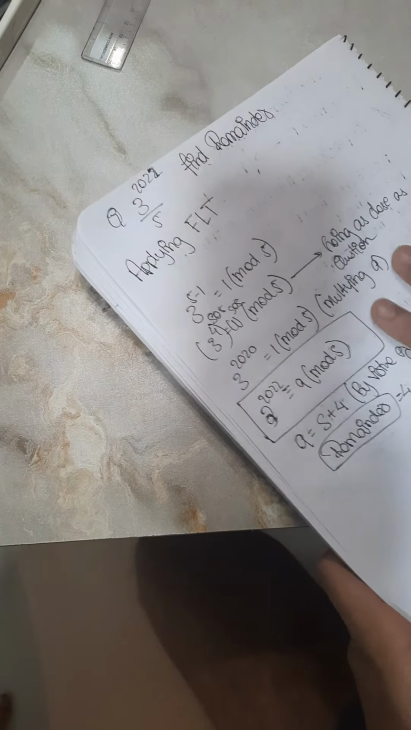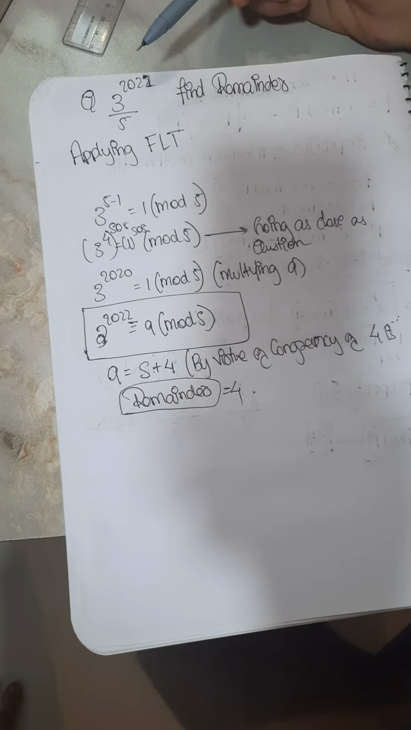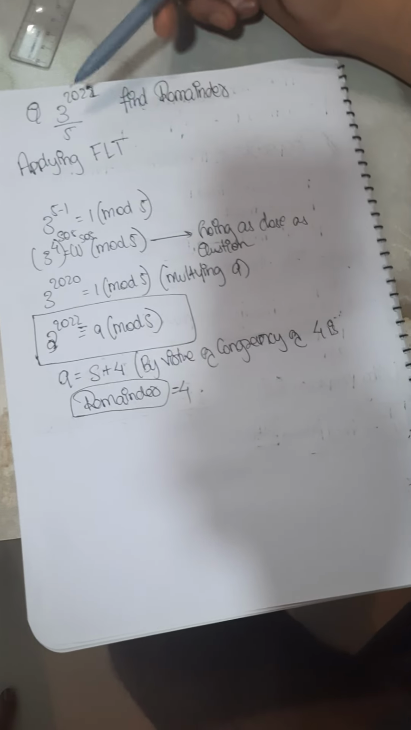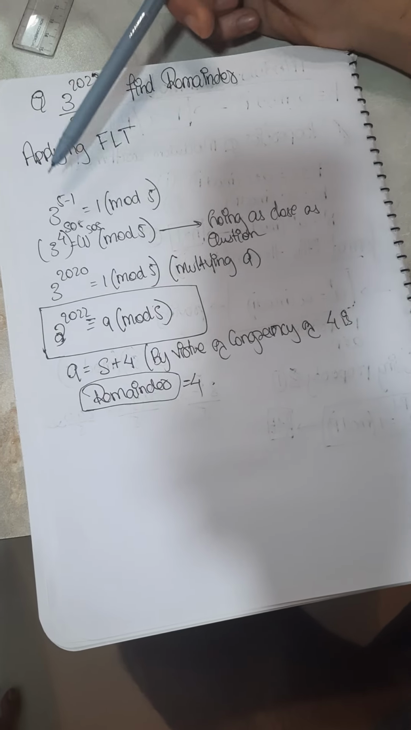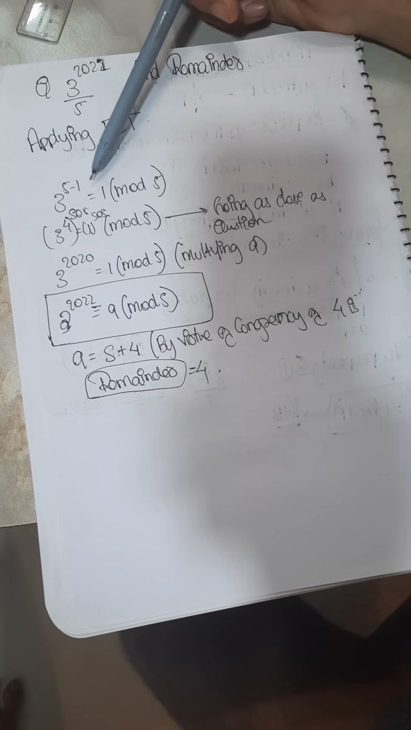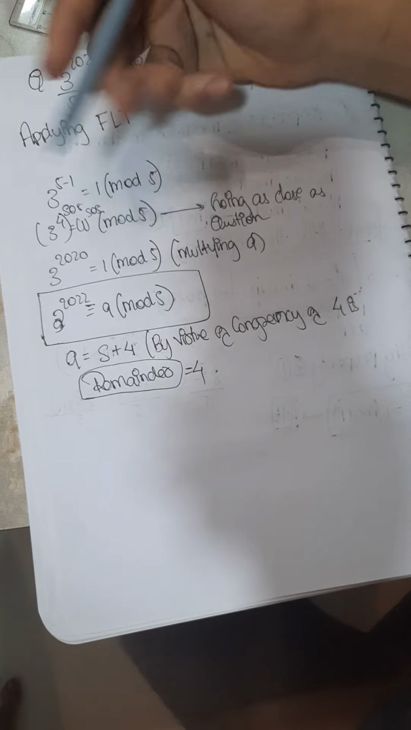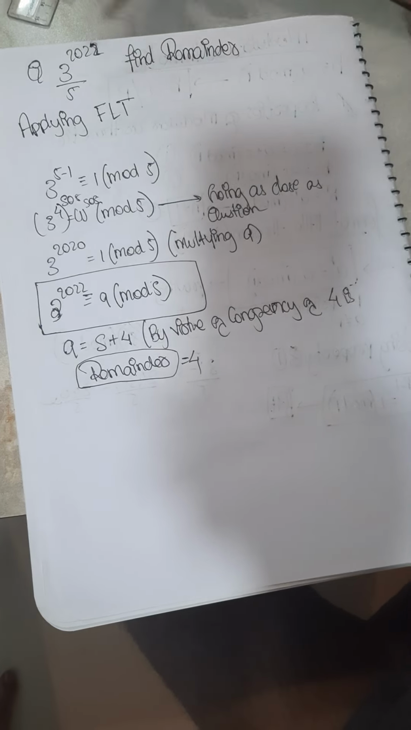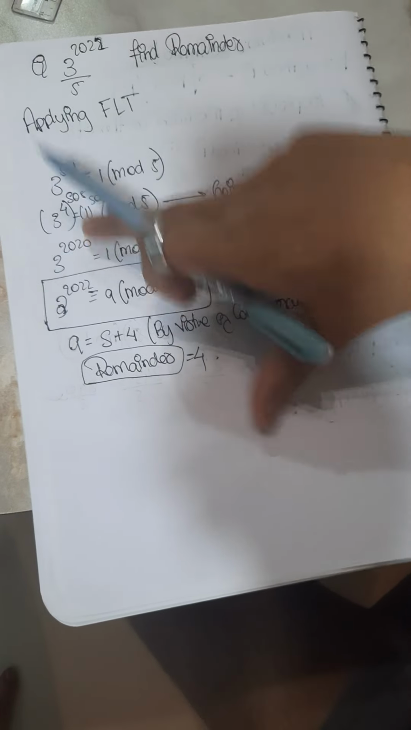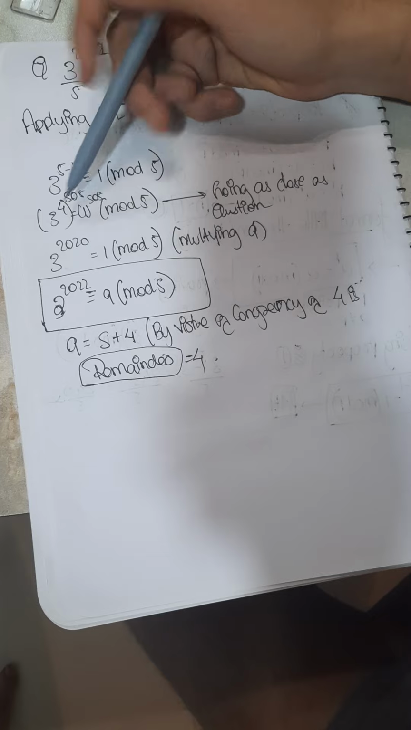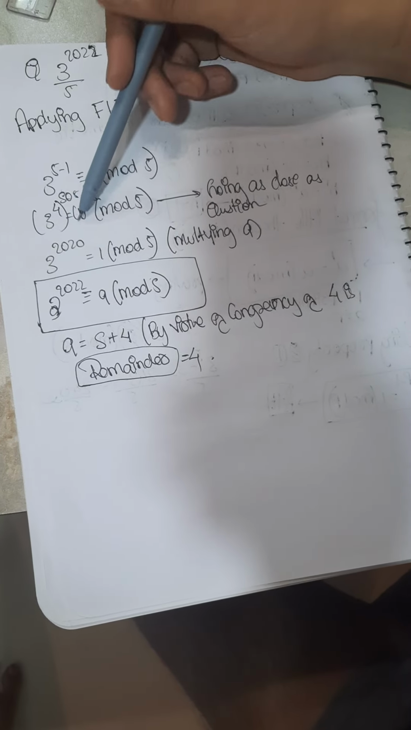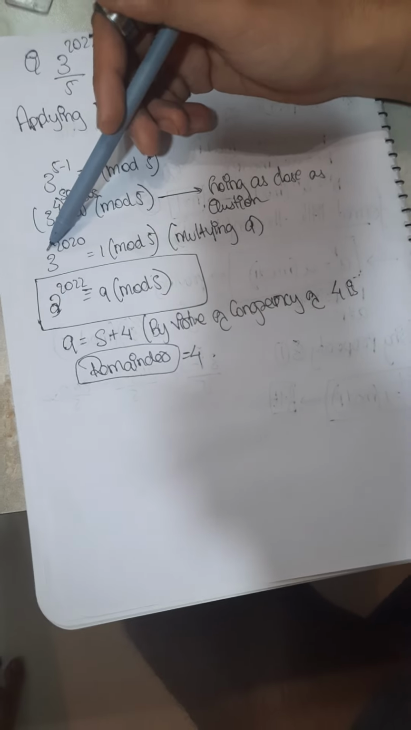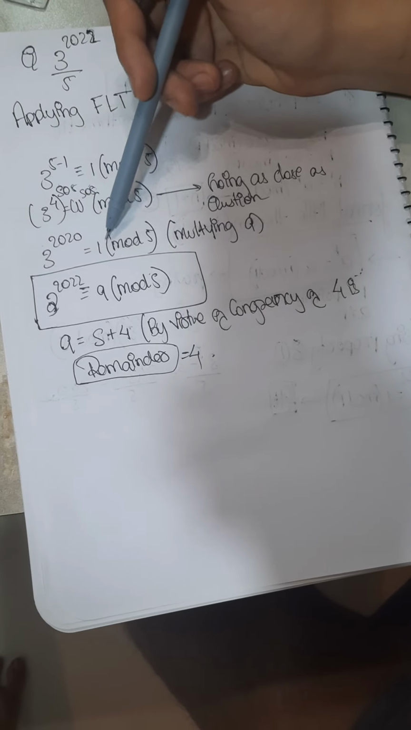Now the question is 3 to the power of 2022 divided by 5, we need to find the remainder. Now, by using Fermat's little theorem, I can say that 3 to the power of 5 minus 1 is congruent to 1 mod 5. And now the trick is to get as close to this number as possible. So 4 into 505 will give you 2020, and this will be 1 to the power of 505, which is nothing but 1. So 3 to the power of 2020 is congruent to 1 mod 5.